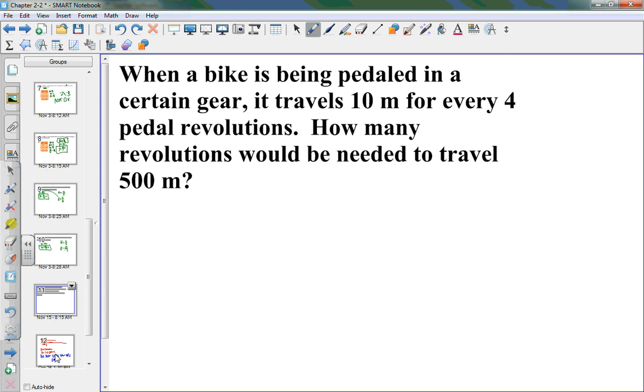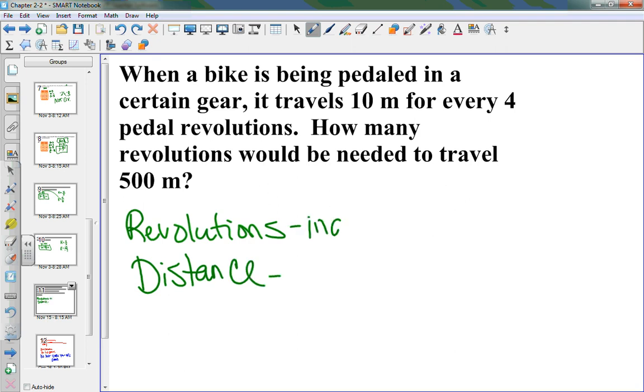Every time I did a pedal revolution, I moved. So my distance depends upon what? My pedal revolution. So I have two concepts going on here. I have revolutions and I have distance. Do we understand that?